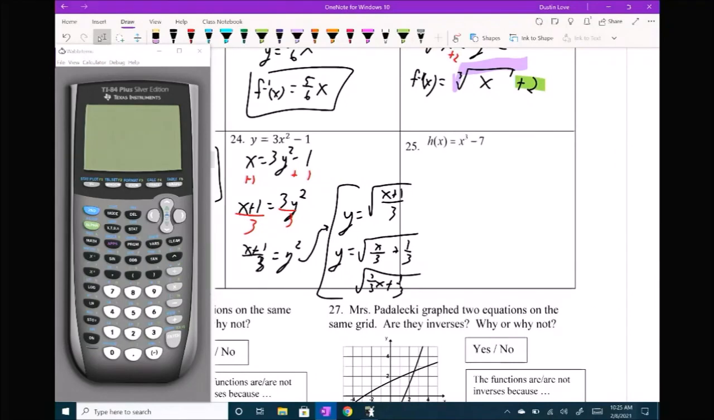All right, number 25. Let's do this one the intuitive way. H inverse of x equals, now remember there's a set of parentheses right here. There's a plus 0 inside, so we don't have to write it. Inverse of cubed is cubed root. And then the inverse of minus 7 outside is plus 7 inside.